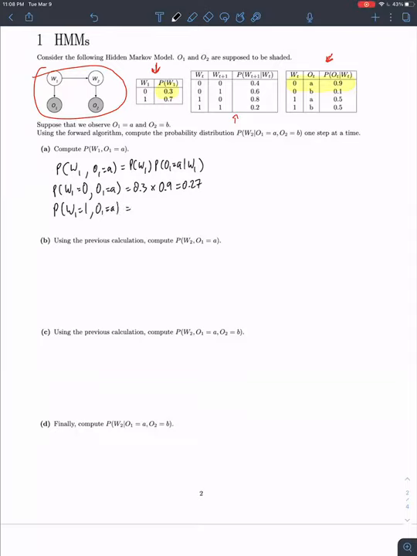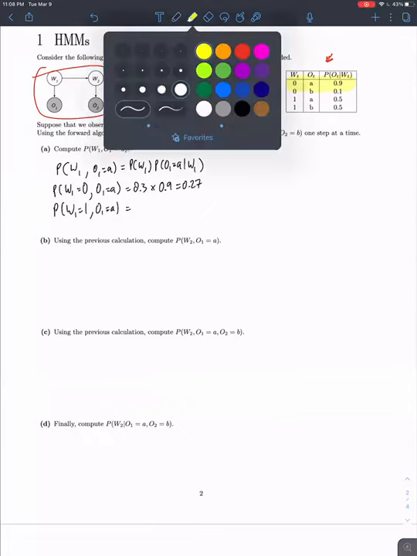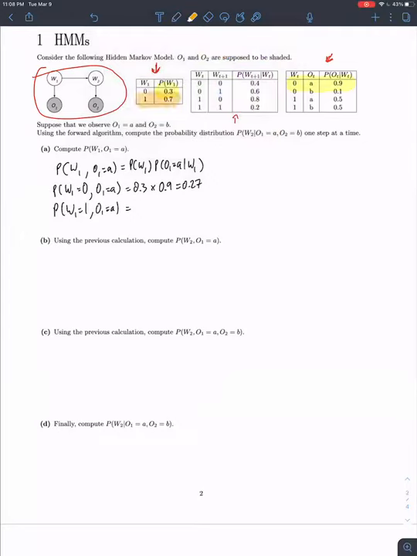Well, that's just the other entries, right? So W1 equals 1, that's got a probability of 0.7. And O1 is A given W1 is 1. That's 0.5. So 0.7 times 0.5 is equal to 0.35. Now we've got to calculate probability of W2 and O1 equals A.